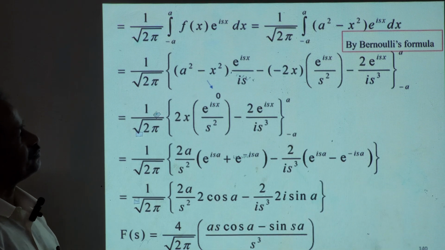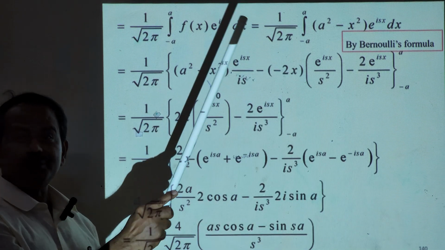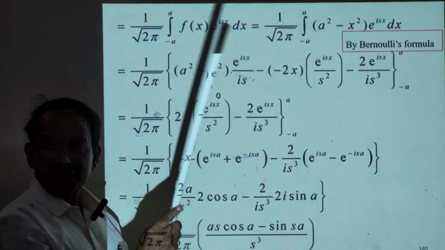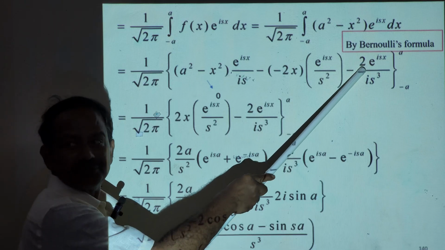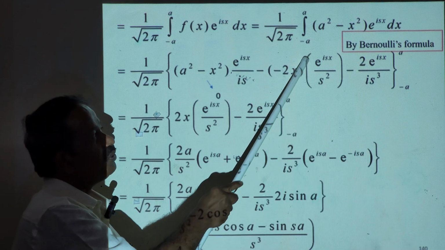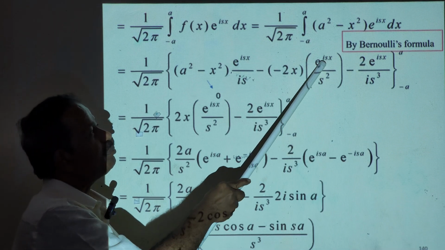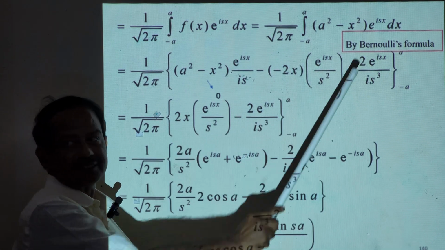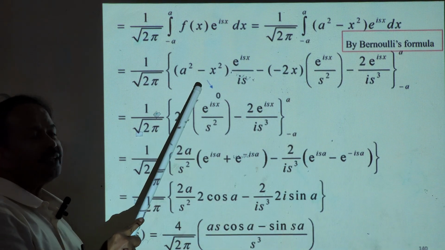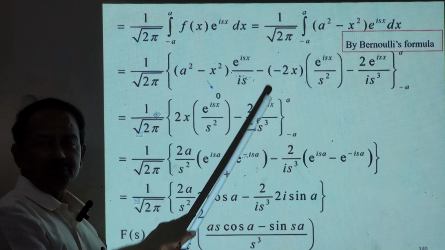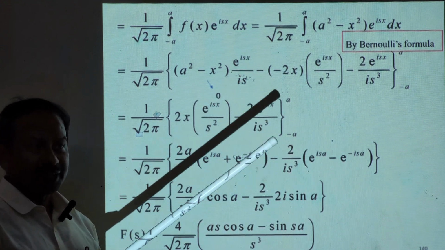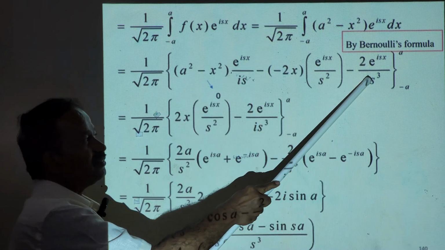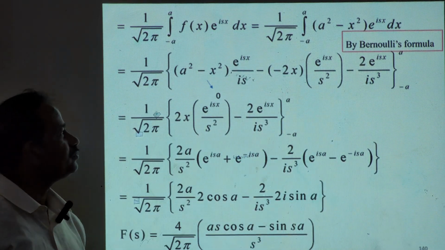Okay. And again, we have minus 2x, so we have to differentiate once again, and that becomes minus 2. So we have to integrate again, which gives e to the power isx divided by s squared multiplied by is. That will be the next term. So this is your u v1, this will be your u double prime v2, and this will be your u triple prime v3. After that we will get 0.